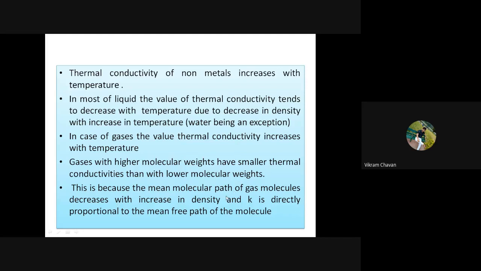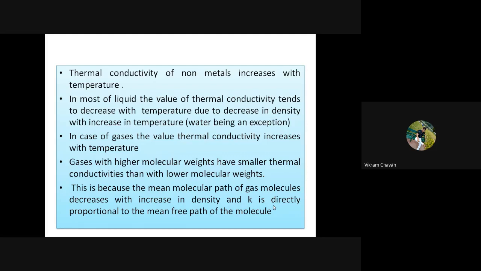This is because the mean free path of gas molecules decreases with an increase in density, and K, that is thermal conductivity, is directly proportional to the mean free path of the molecule. Okay, K is directly proportional to the mean free path of the molecule. Getting everyone how it happens?